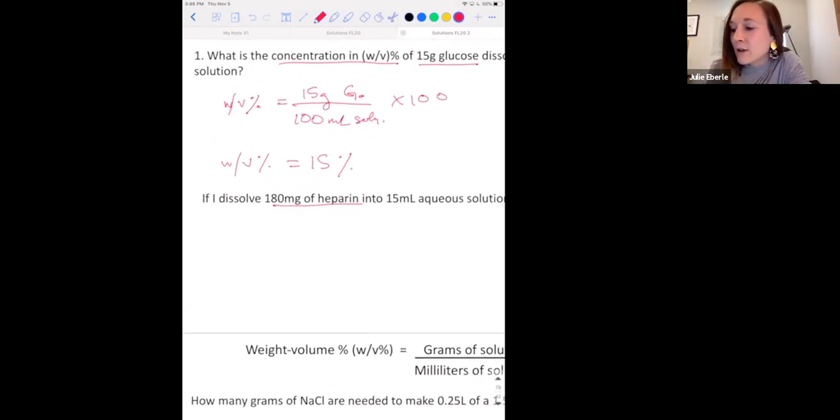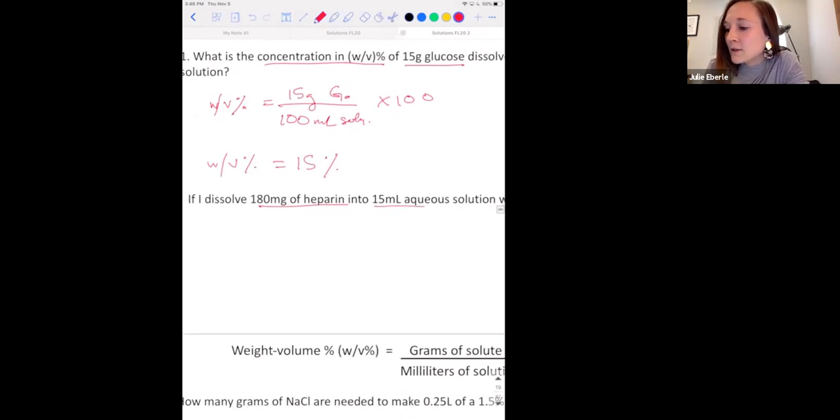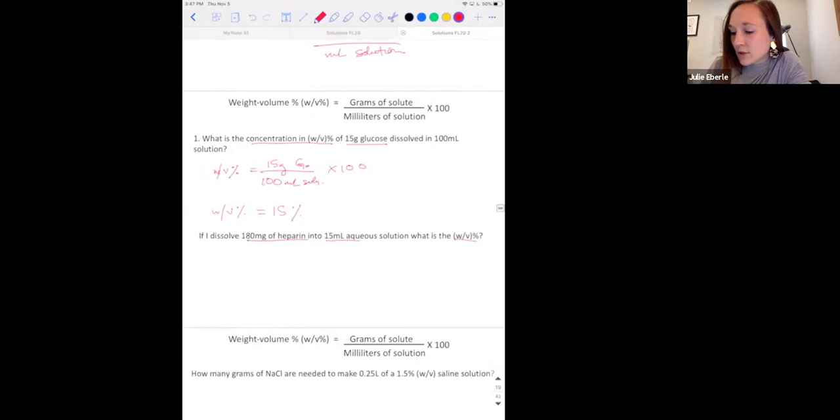So if I have 180 milligrams and I dissolve it into 15 milliliters of solution, what is the weight volume percent? Now here, take note, we've got to first convert this to grams. You can't just plug in because it's in milligrams right now. So we need to convert it to grams and then we can plug in milliliters just fine. So let's convert 180 milligrams of heparin to grams. There's 1,000 milligrams in 1 gram. So divide by 1,000, you should get 0.18 grams of heparin.